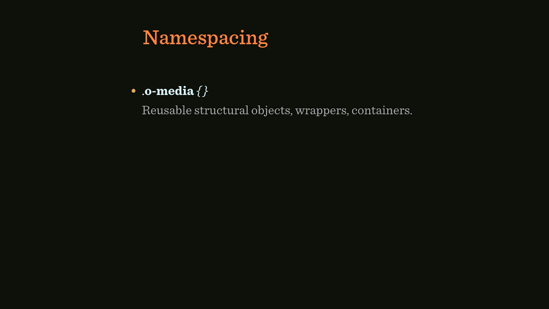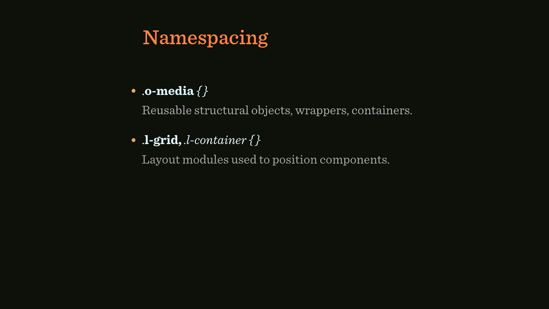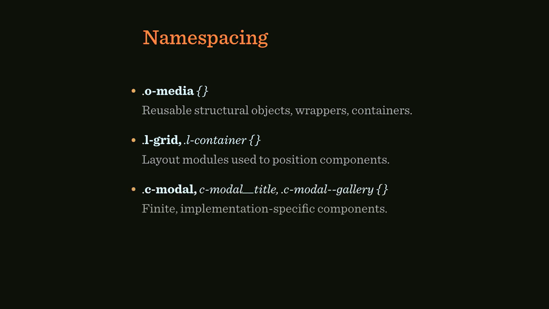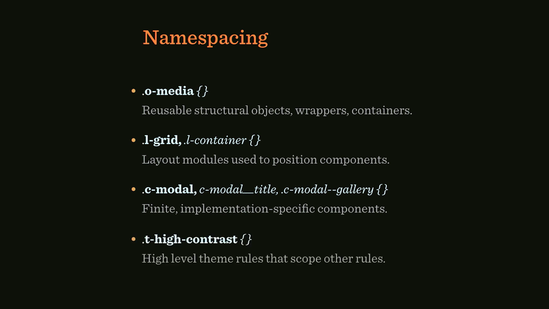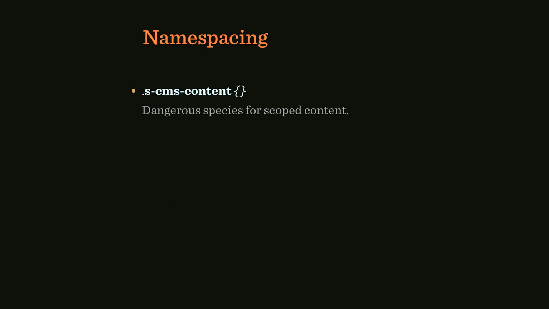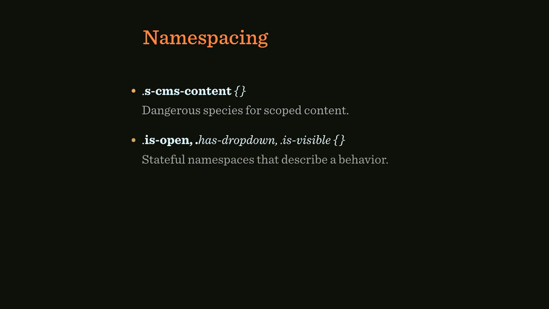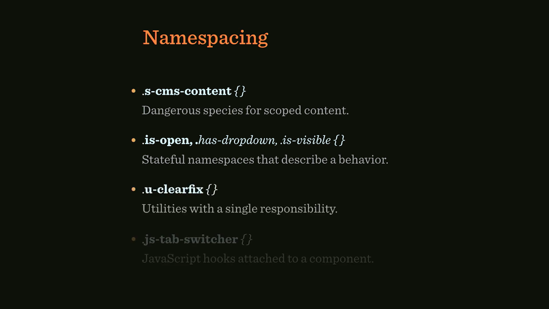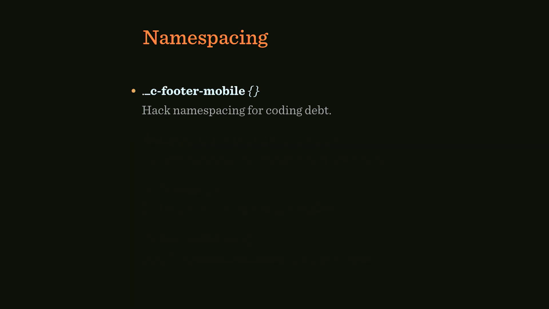Many of you will maybe be using BEM. We ended up using BEMIT, or whatever you want to call it. So it's a combination, really. But it was really useful to have these prefixes for layout, for general structural objects, for specific components, like let's say carousel, accordion, and other things, right? Theming, the same thing here. Scoped content, something that's coming from a CMS if an author is working on it. Stateful namespaces that describe a behavior, utilities, JavaScript hooks, and so on.